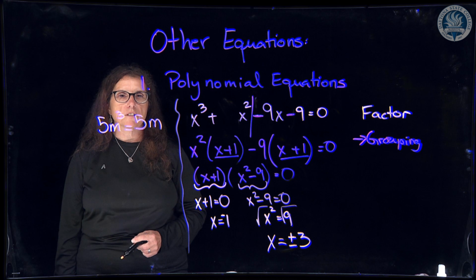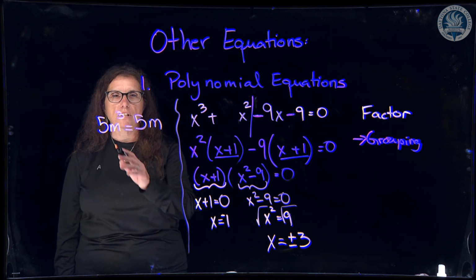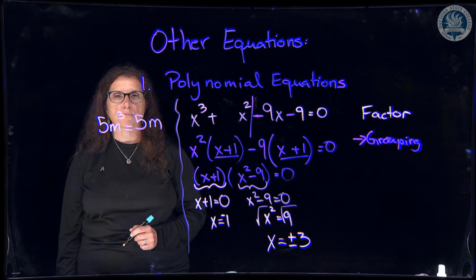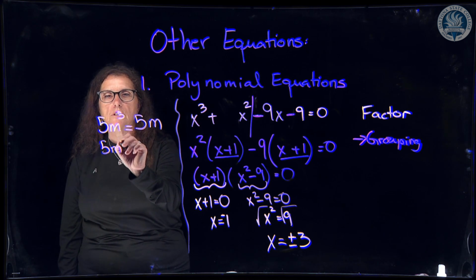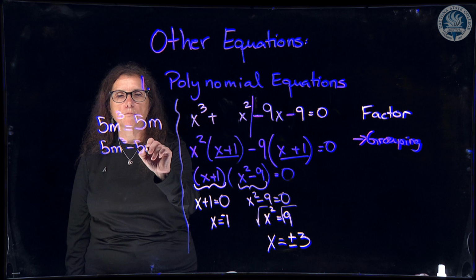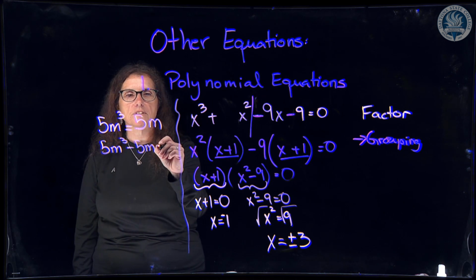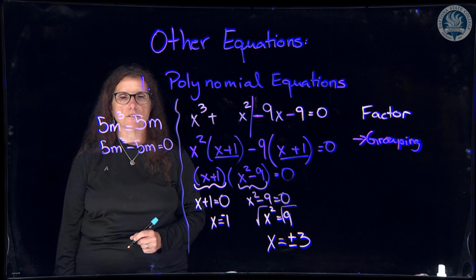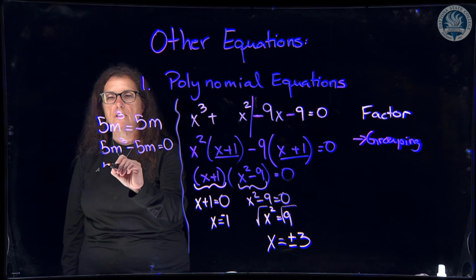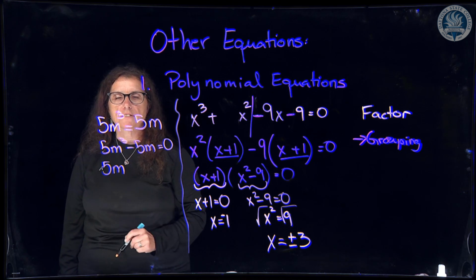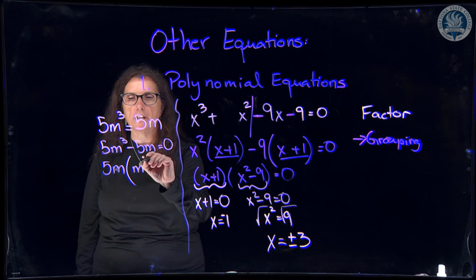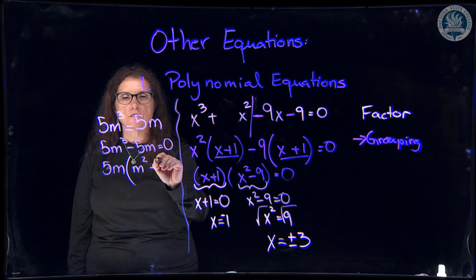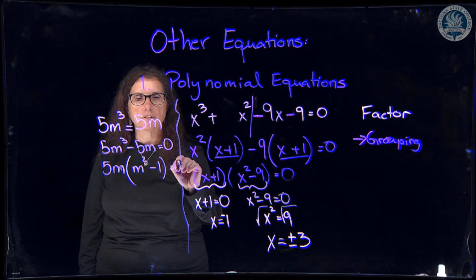Let's do one other problem by factoring. We have this polynomial 5m cubed equals 5m. Set it equal to 0. Bring the 5m to the left-hand side, and then factor out the greatest common factor. 5m in this case, and we have an m squared minus 1 left.